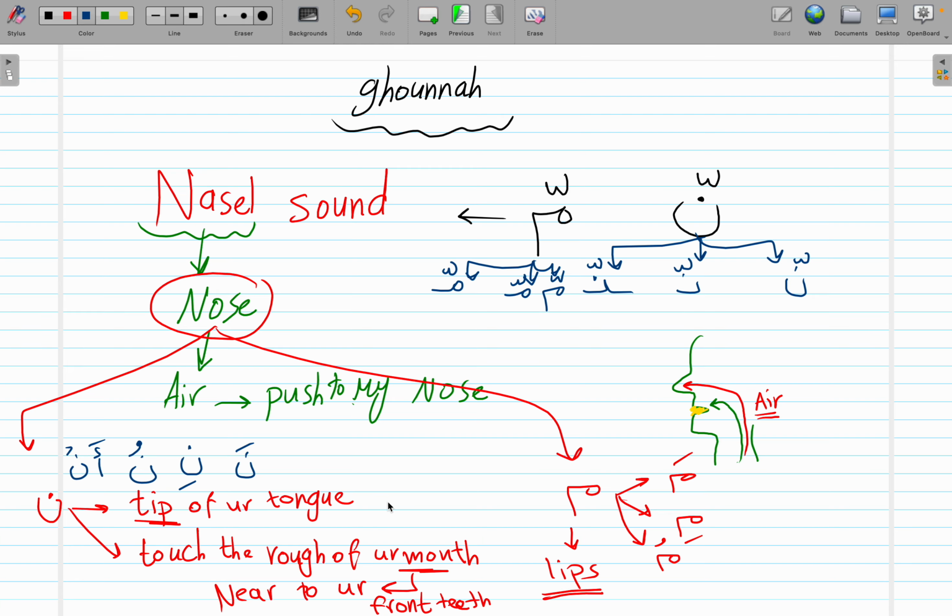Yes, Ustad, I actually use the tip of my tongue. This is my tongue, the tip of my tongue, this part. It touches the roof of my mouth, this part in my mouth, here, near my teeth. I touch this part, then I pronounce the noon. So what should I do?